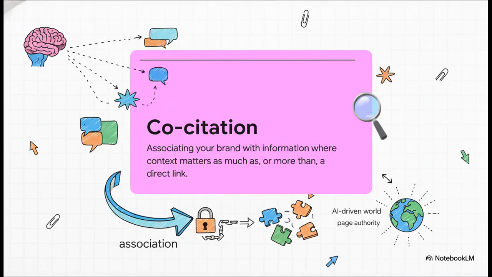This is leading to a whole new strategy called co-citation. The basic idea is that for an AI, just being mentioned near an authority source is almost as good as getting a direct link. So, for example, if a major medical journal talks about a new study and your health startup gets mentioned in the same article, even with no link at all, the AI learns to associate your brand with that authority. It's all about context becoming the new vote. It's PageRank's core idea, just adapted for an AI world.